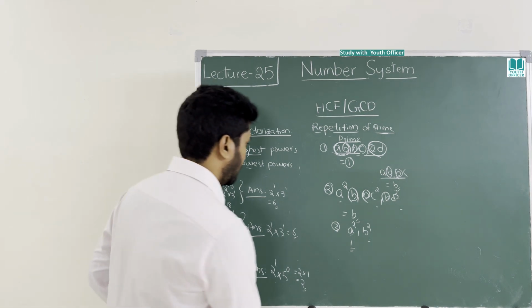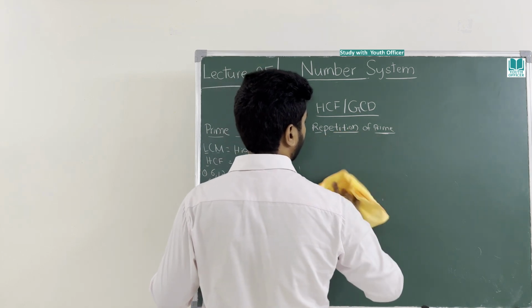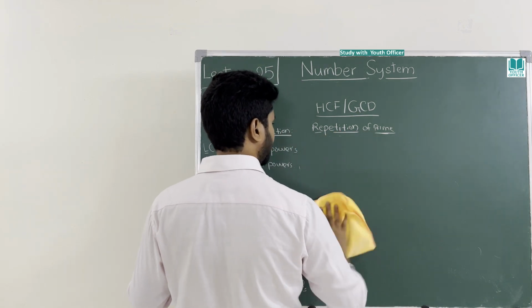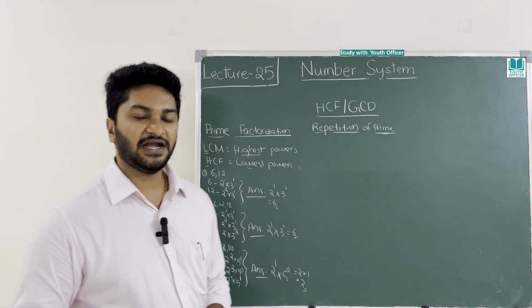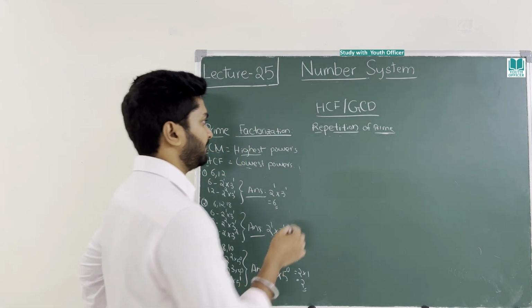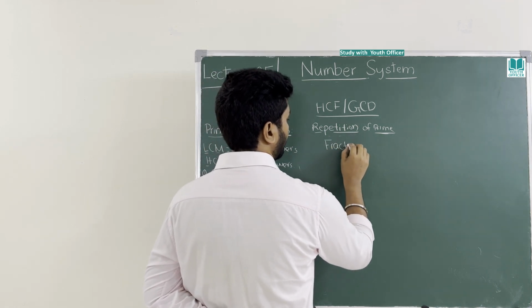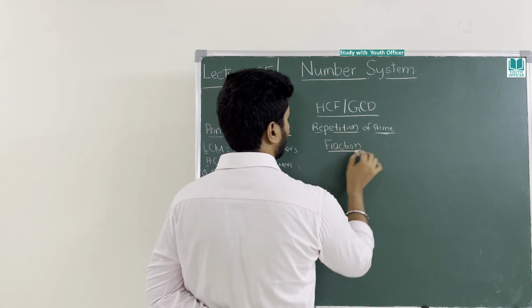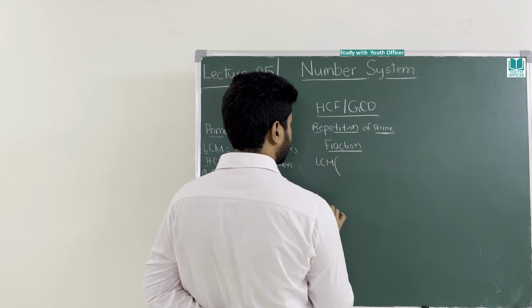Easy? I hope you enjoyed this method as well. In the previous lecture, I stopped at finding for fractions, right? We will find for fractions also. For fractions, we have to find two things here: LCM and HCF also.